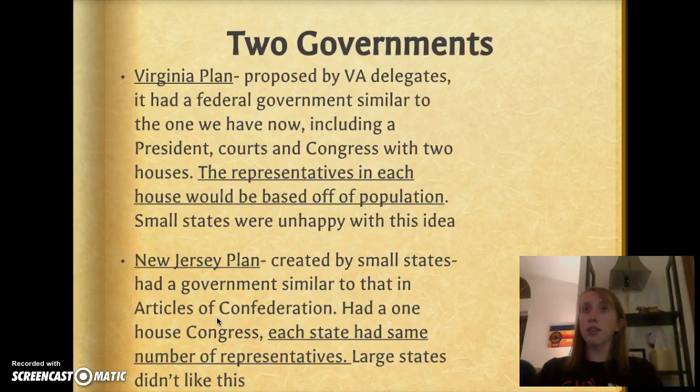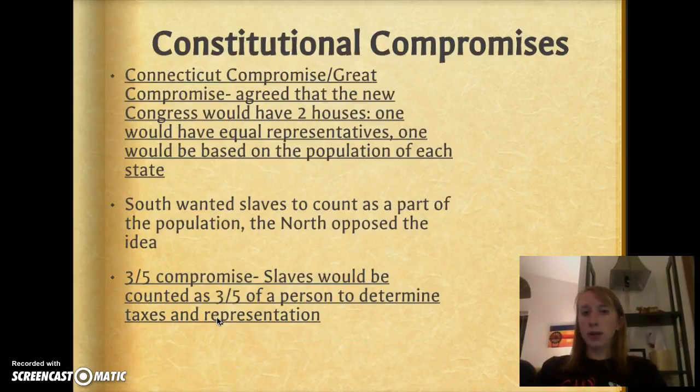So we find ourselves at the very first impasse of the Constitutional Convention. The delegates don't know which one to do. The big states are obviously in favor of the Virginia Plan, the small states are in favor of the New Jersey Plan, and so we're stuck. So that's going to usher in a pretty important piece here, which we call the Connecticut Compromise or the Great Compromise.